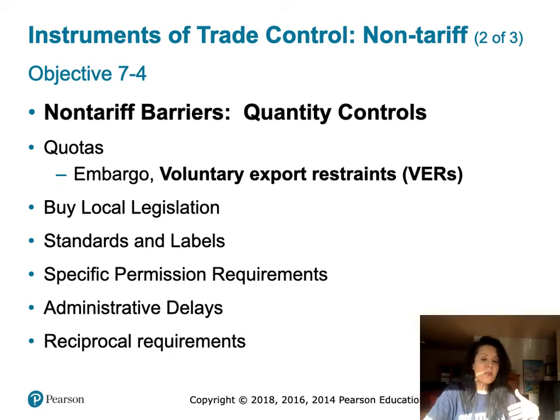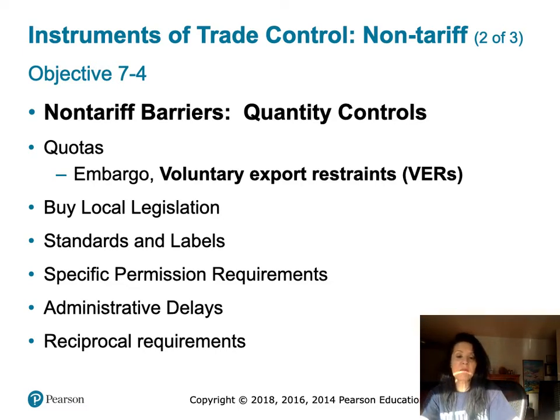There are also standards and labels. Countries can devise classification, labeling, and testing standards to allow the sale of domestic products while obstructing foreign trade ones. And then there might be specific permission requirements, right? Countries may require that importers or exporters secure governmental permission, like an import or an export license, before transacting trade.